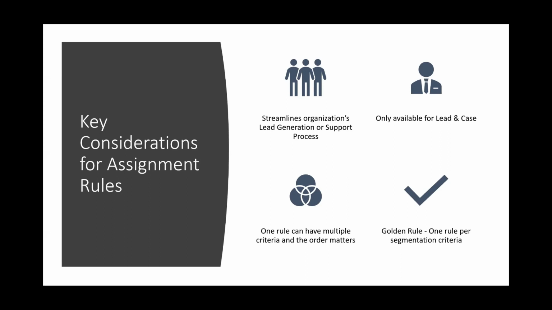The golden rule to remember when setting up assignment rules is to try to have one rule per segmentation criteria. What do I mean by segmentation criteria? The example that I gave, software and hardware, right? So the case type can be the segmentation criteria. You can have one rule with multiple criteria written for hardware and one rule with multiple criteria written for software, so that there is clear demarcation, and it is easier to troubleshoot. These are some of the key things you want to know about assignment rules.